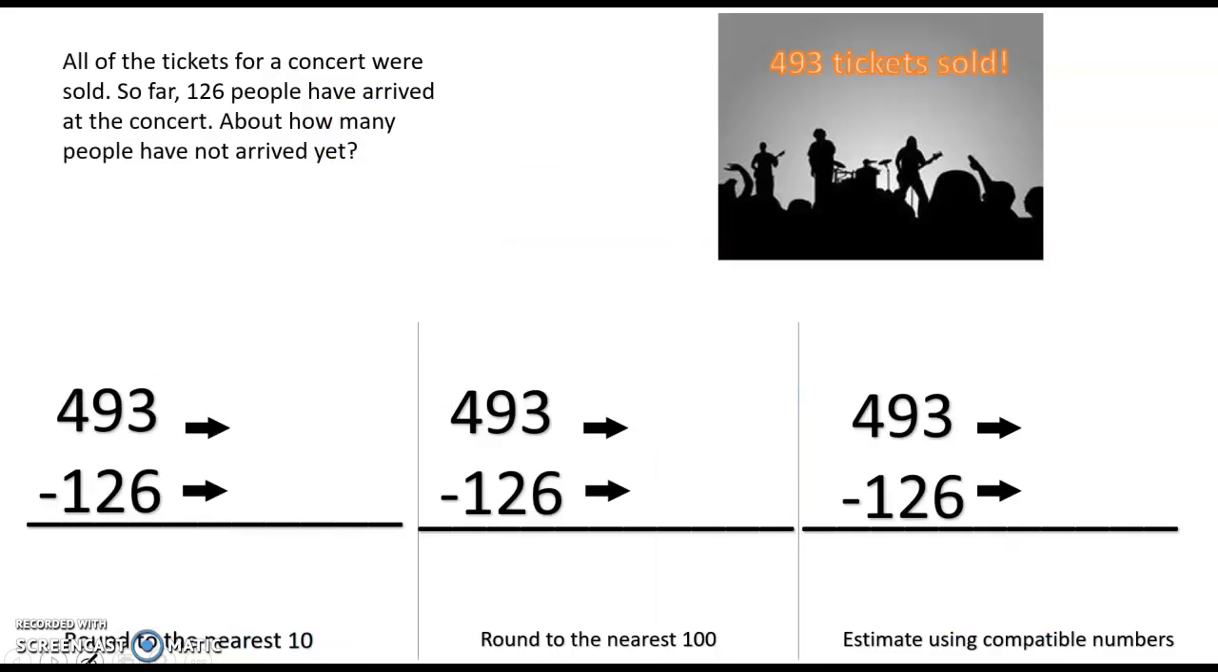So I have this word problem. All of the tickets for a concert were sold. So far, 126 people have arrived at the concert. About how many people have not arrived yet?